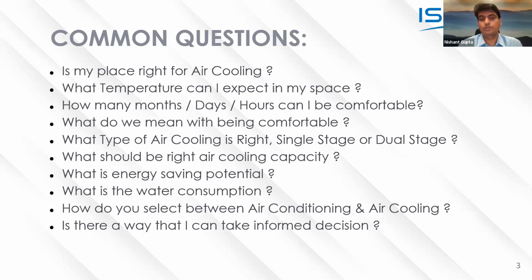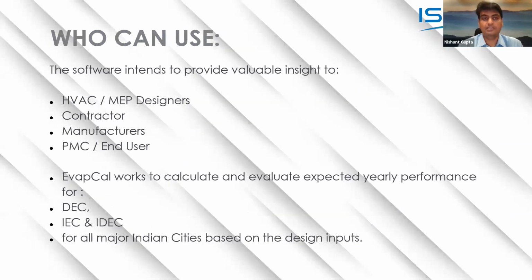So what kind of system is good? How should I size it? What are the saving potentials? What should be the water consumption? How many hours would I be running air conditioning, and how many hours do I have to use air cooling if I have to get a perfect condition? So is there an informed way that I can take this decision, or a scientific way to do that? These are the questions that this tool tries to address to a very large extent.